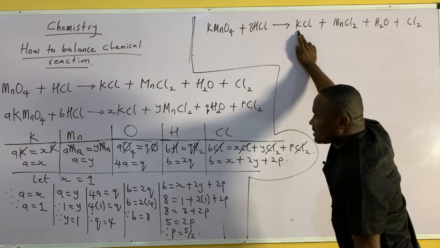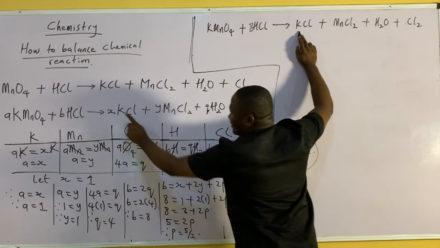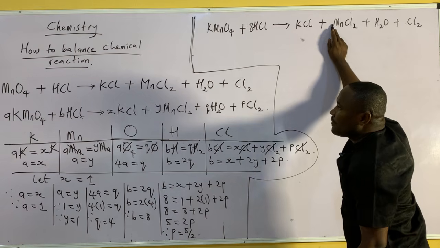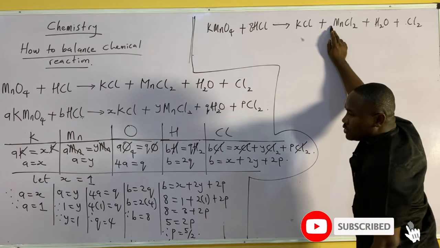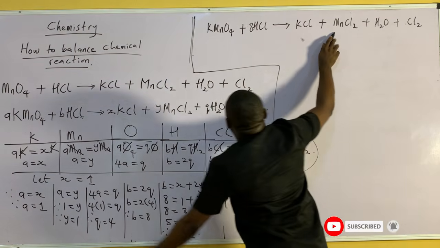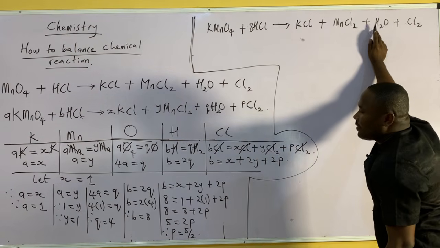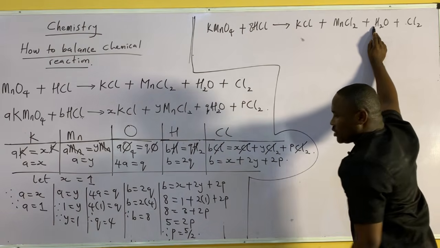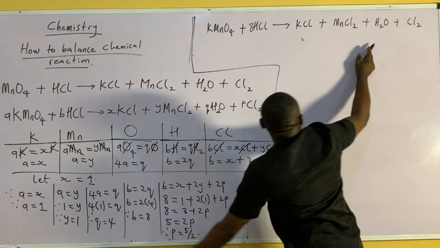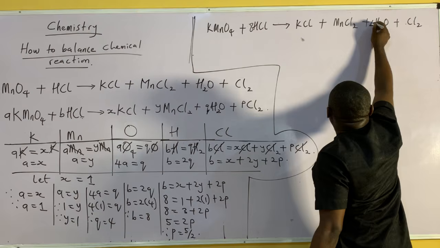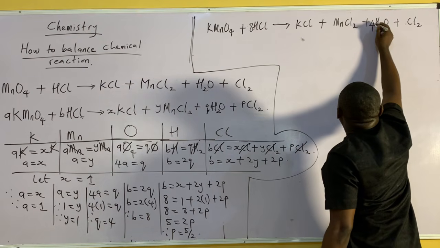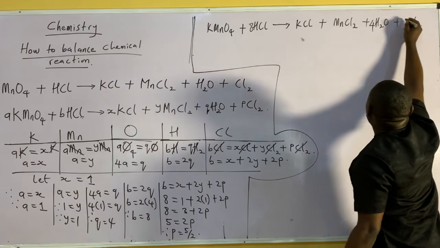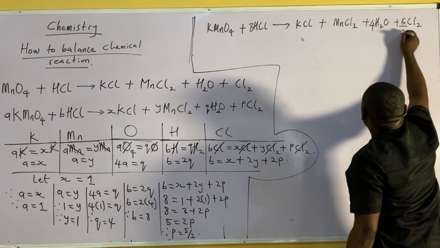What is the unknown we have here? We have here x, and x equals 1. I'll leave it that way. What unknown do we have here? We have here y. What is y equal to? 1. I'll leave it like that. What unknown do I have here? I have here q. Q equals what? 4. So I'll put 4 here. What about here? We have here P, and P is 5 over 2.